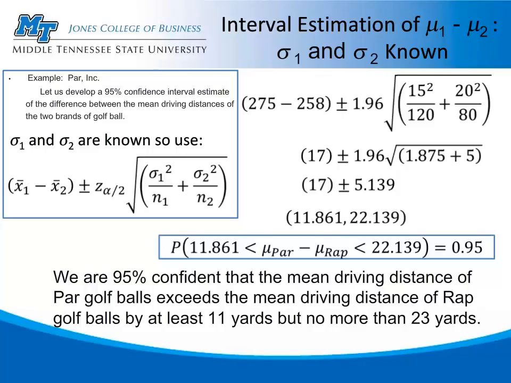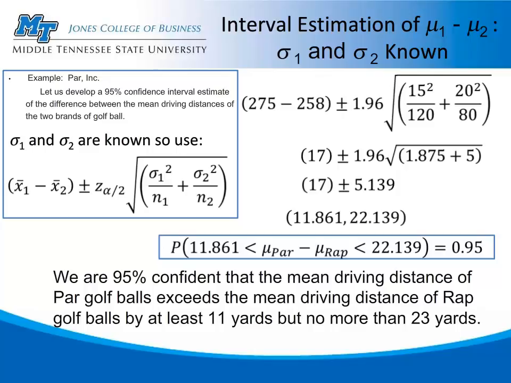So the x1 bar minus the x2 bar, we get over on the top right-hand side, we get 275 minus 258. Plus or minus, we're getting an interval estimate. So we're going to have a lower bound with the minus, we're going to get an upper bound with the plus. But the interval estimate, when you put 0.025 in each tail, you're going to get a z-value of 1.96. You just look that up in the z-table. The value of sigma 1 was 15. That's for the wrap group. Excuse me, that's for the par group.